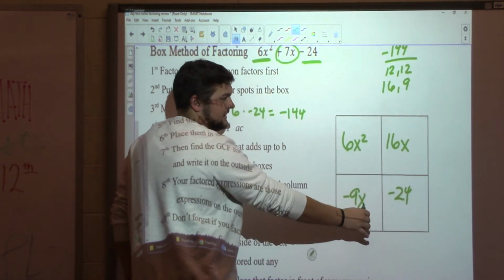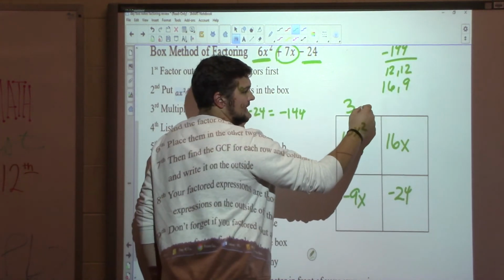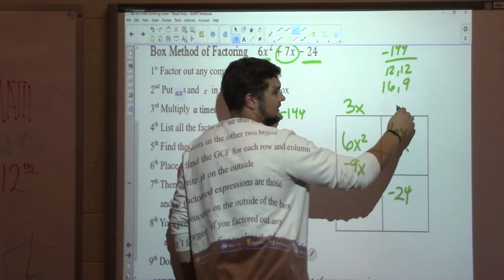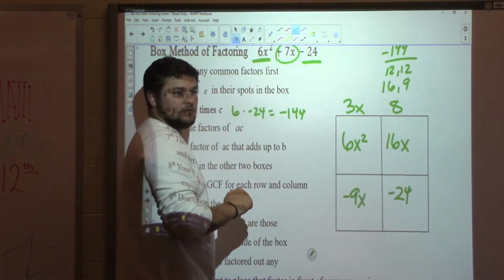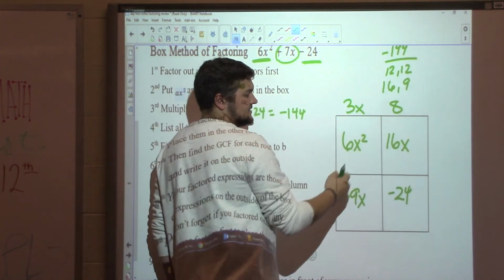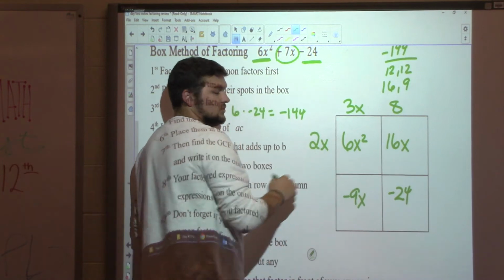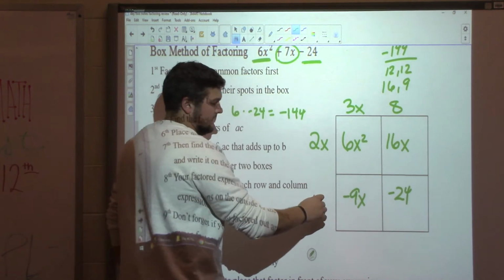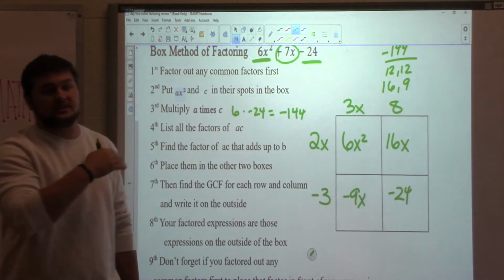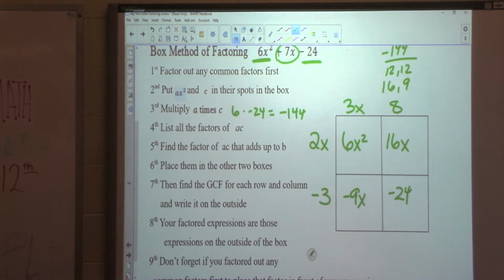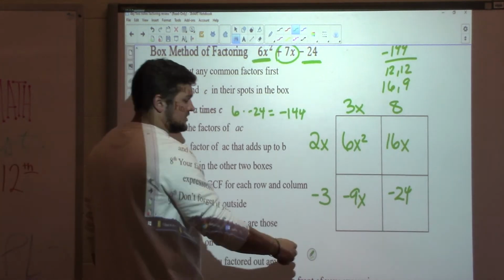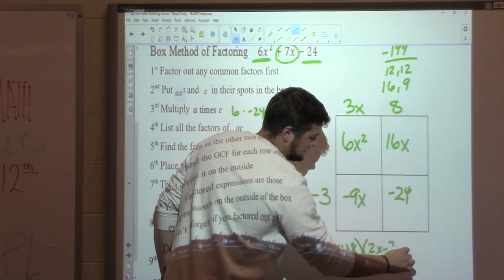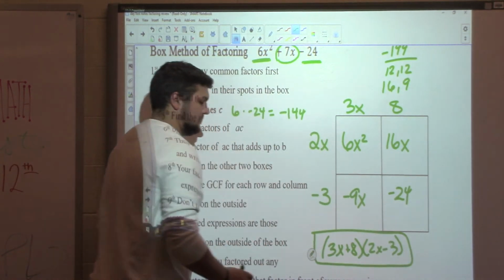So 6x squared and negative 9x, 3x. You can pull it out. 16x and negative 24 would be 8. 6x squared and 16x, 2x. Negative 9x and negative 24, negative 3. If there's a negative for both, we're going to pull the negative out. Okay? So then my factored answer should be 3x plus 8 times 2x minus 3. And it's all factored.